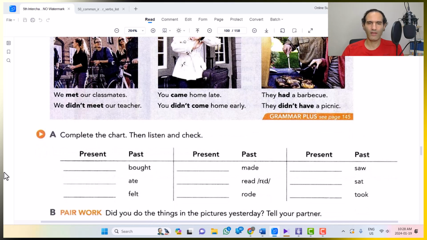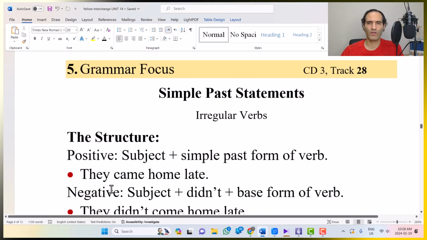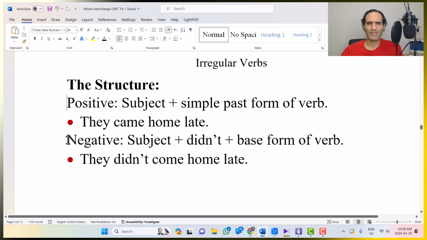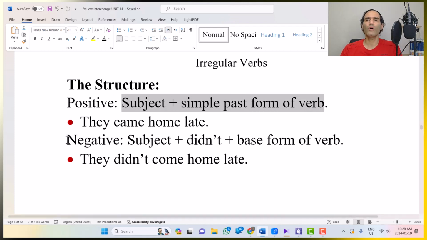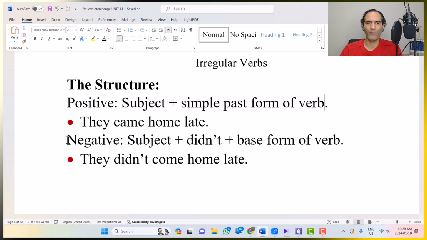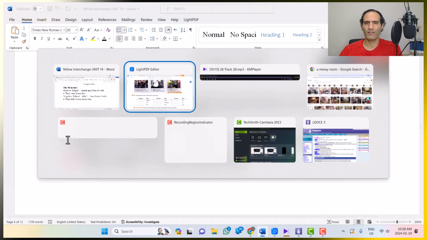Okay, and now as a quick review on the structure of simple past statements with irregular verbs. The structure is the same if it is positive: subject and simple past form of the verb. But what is the simple past form of the verb? You need to have it in your mind. I will tell you how. They came home late. Did they come home late? Negative: subject, didn't, and base form of the verb. When you have do, does, did, or don't, doesn't, didn't, the base form of the verb follows. They didn't come home late. Okay, so that is the structure.